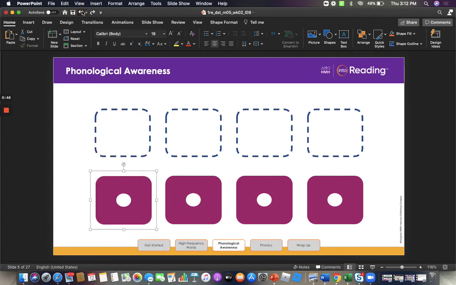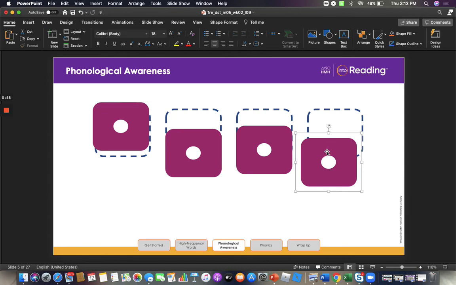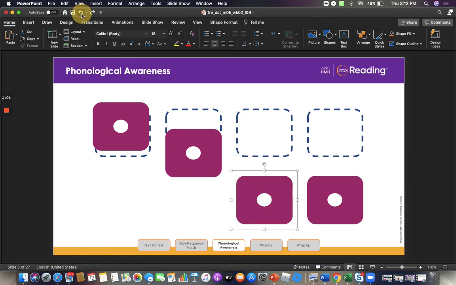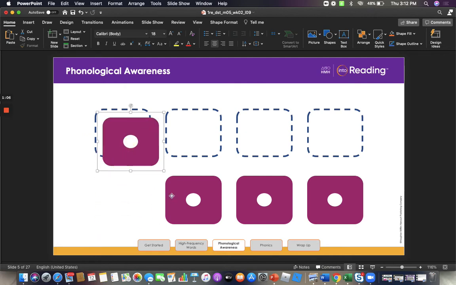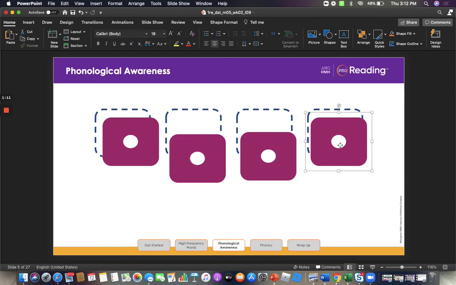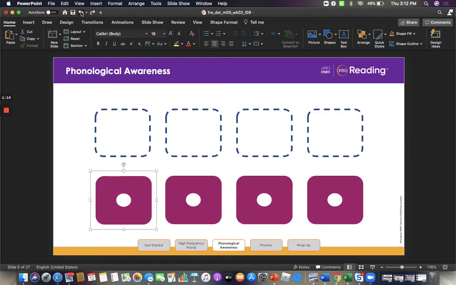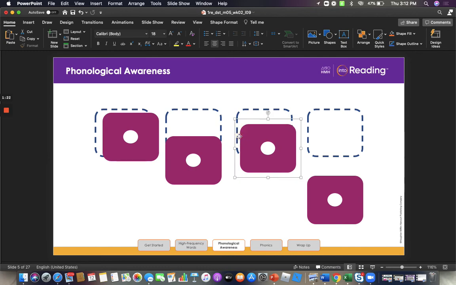Listen to the word, and I want you to say each sound. Don't forget to count the sounds. Slot. S-l-o-t. Four. Slot. Drive. D-r-i-v. Four sounds. Dive. D-i-v. Three sounds.